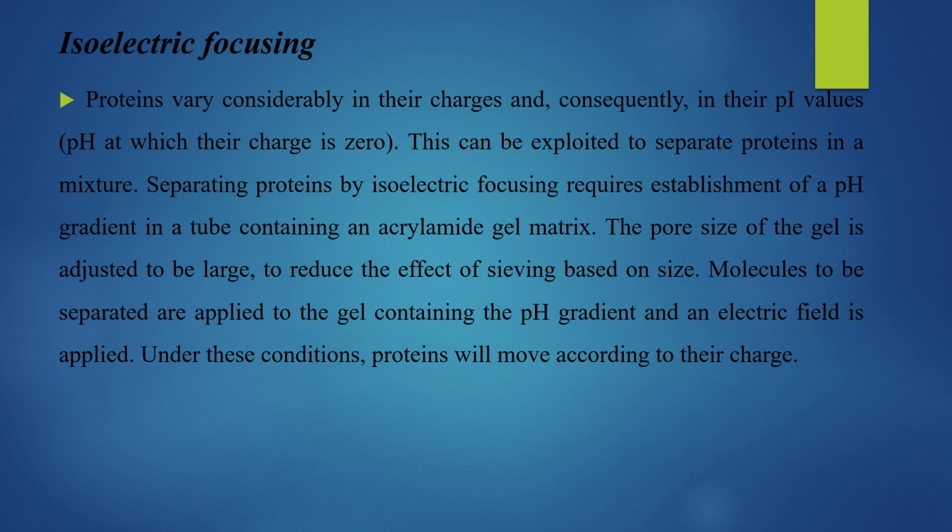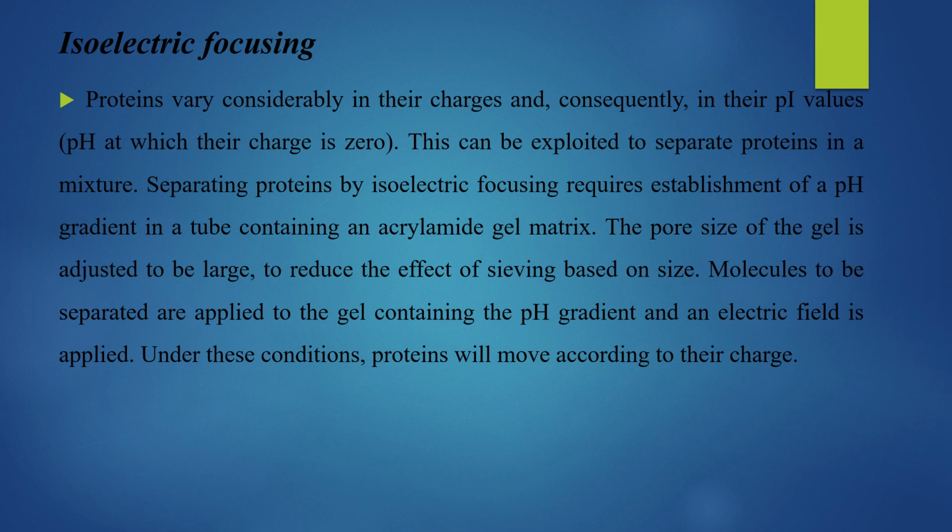Separating proteins by isoelectric focusing requires establishment of a pH gradient in a tube containing an acrylamide gel matrix. So in this one, the pH across the gel varies. So it's a tube, but the pH varies in gradients. The pore size of the gel is adjusted to be large to reduce the effect of sieving based on size. So size is not our consideration. So we give it enough space for everybody to move.